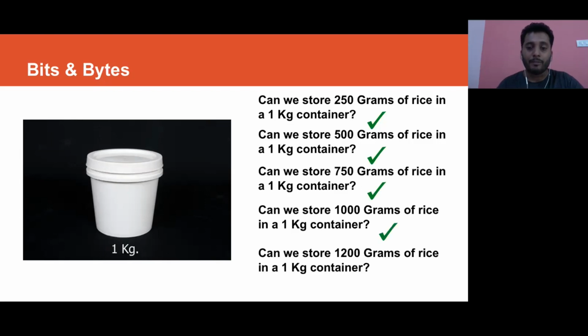Whereas, can we store 1200 grams of rice in a 1 kg container? Absolutely no. You will not be able to store more than 1000 grams, because the maximum amount of rice that can be stored in 1 kg is 1000 grams. If I try to store 1200 grams, it overflows, it pours down, because this 1 kg container has the maximum capacity to store only 1000 grams. Storing beyond 1000 grams will result in overflow.